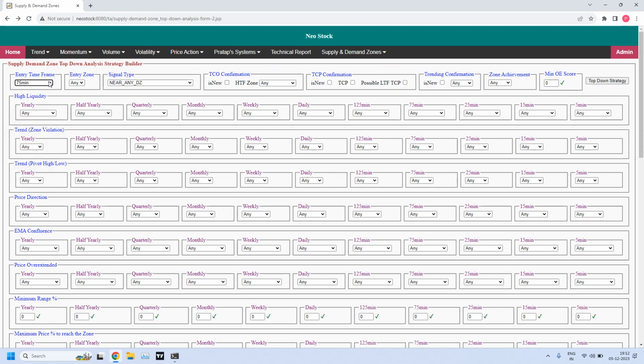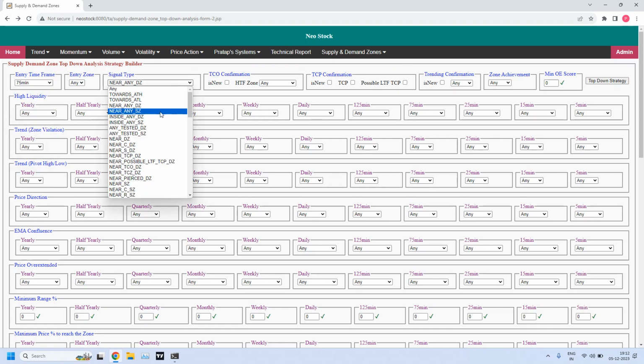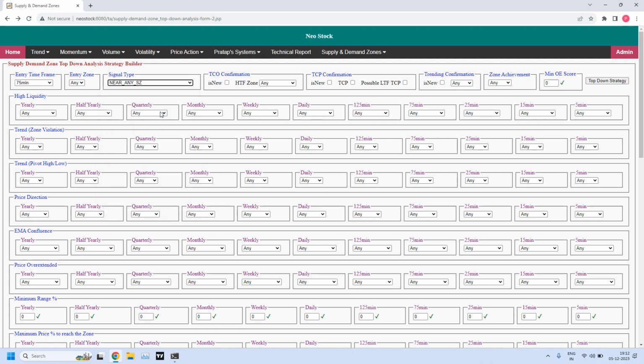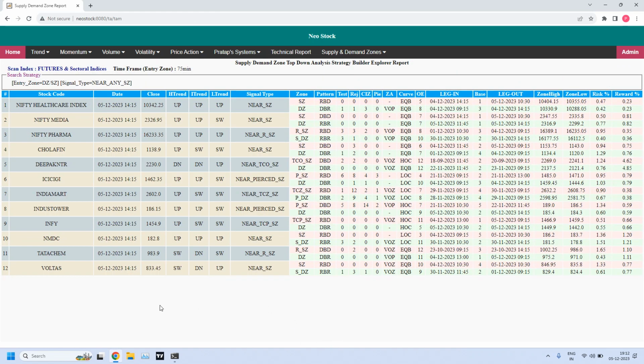Entry time frame is 75 minutes. Let us find the stocks which are near to the 75 minute supply zone. So total 12 stocks are filtered. Let us check any high liquidity zones are there. Nifty Pharma is an index high liquidity zone. And also Nifty Pharma is also having high liquidity demand zone. So probably pharma sector will be moving within a range until one of these zones is broken. Maybe some of the stocks in pharma sector might provide you good trading opportunities. Not investment opportunities, trading opportunities.